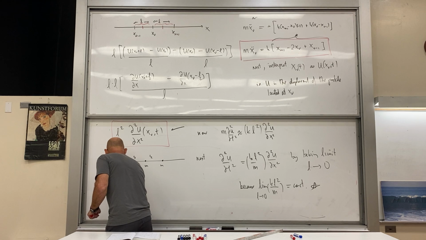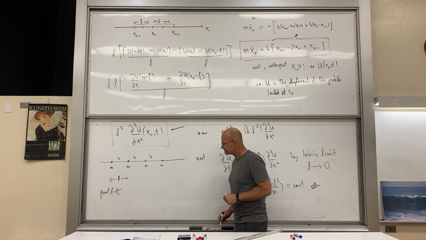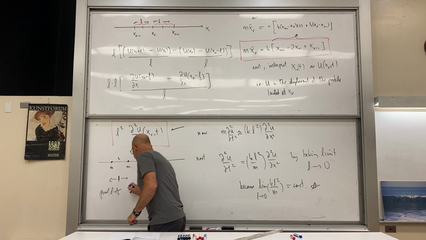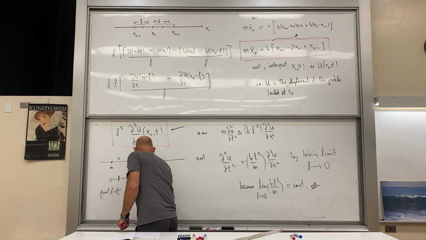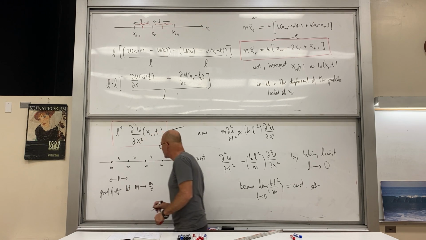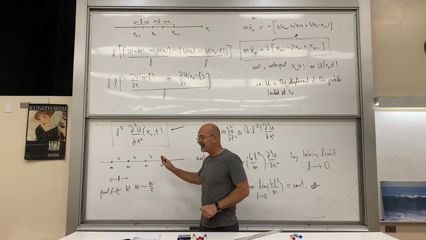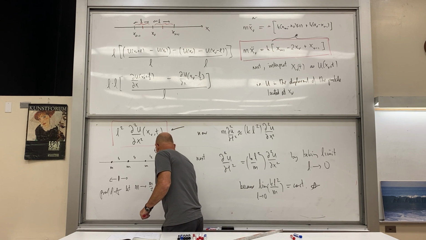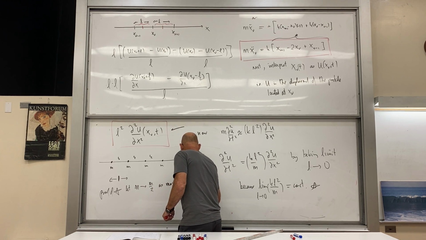Proof of that idea right there. The thing is, we're going to let M go to M over 2 as we redistribute the masses evenly.